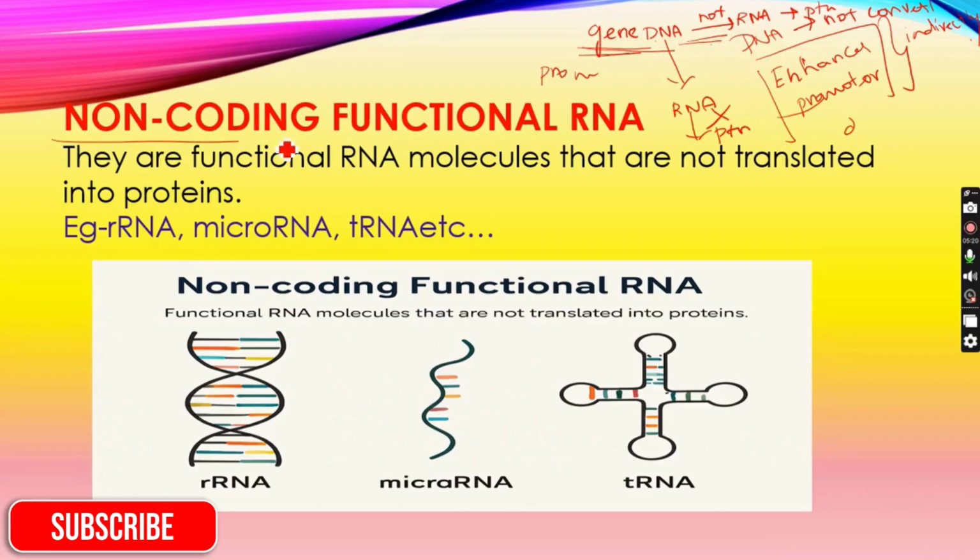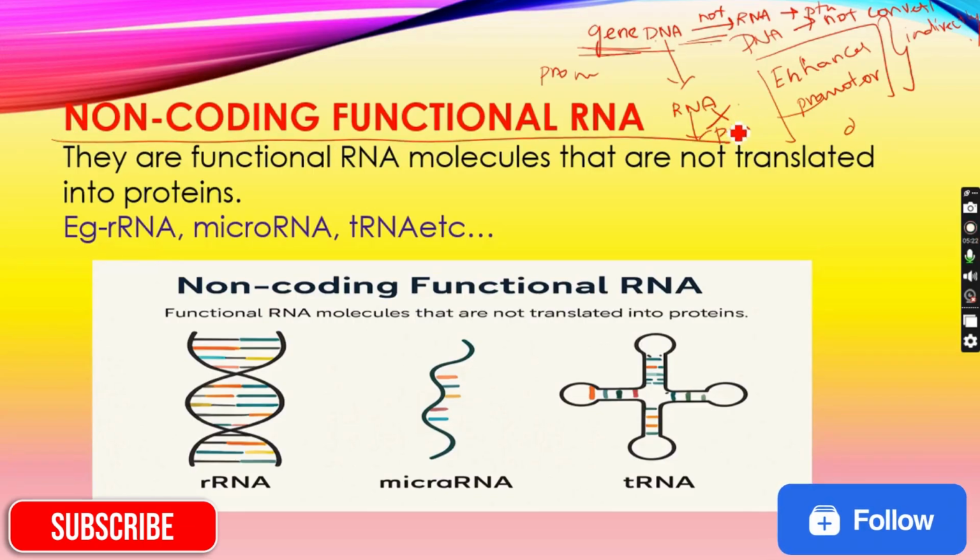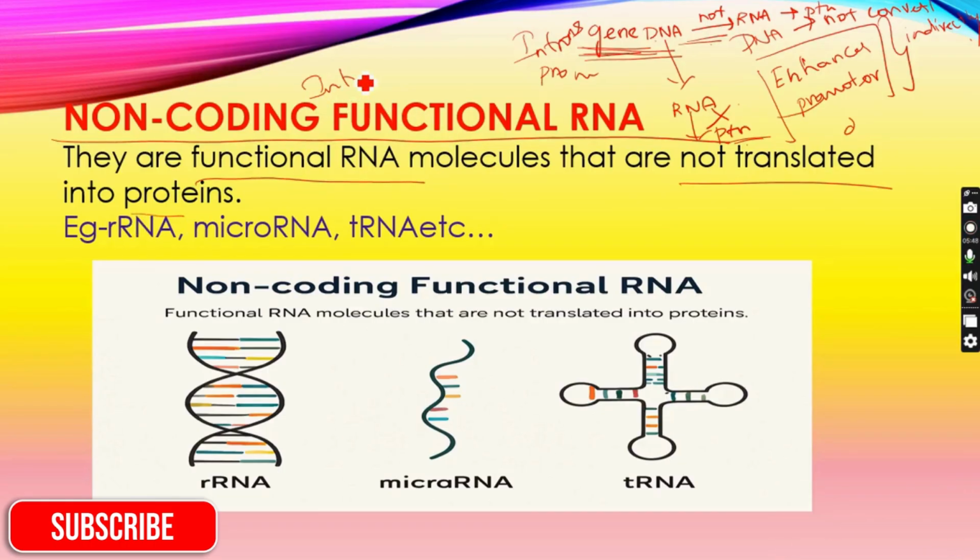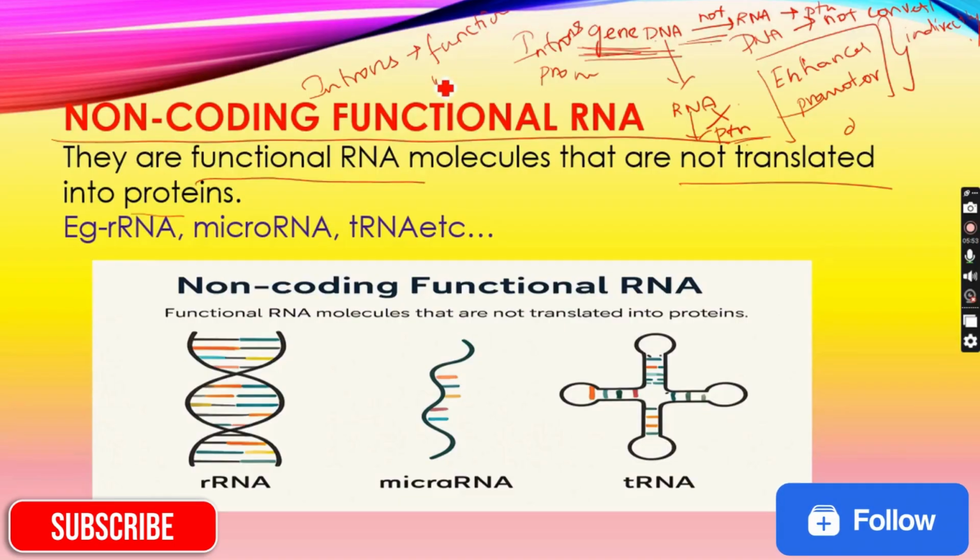These are known as non-coding functional RNA. They are converted into RNA but not converted into a protein. Before, we saw non-coding DNA, introns. These introns are present in the gene of the DNA and are not converted even into RNA. This is the difference between introns and non-coding functional RNA. So, these are functional RNA molecules but not translated into proteins, whereas introns are not even converted into RNA.